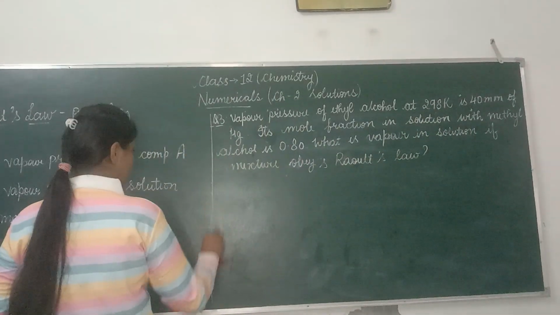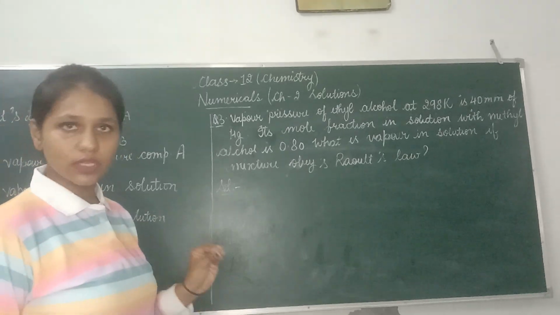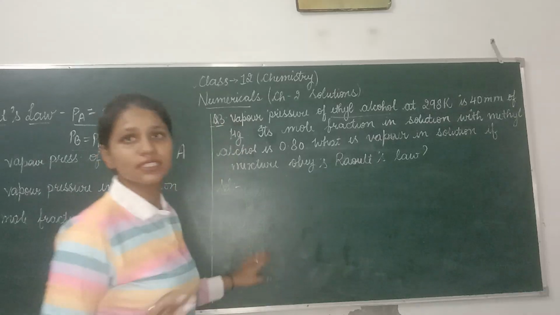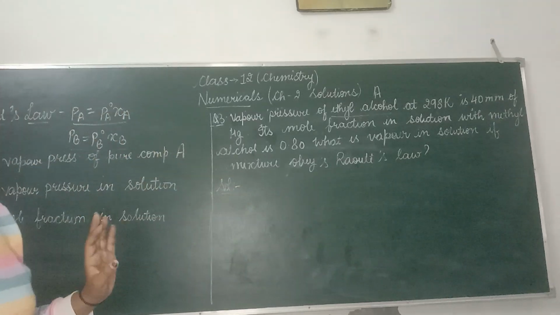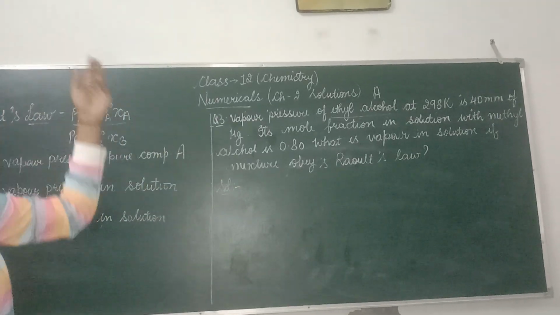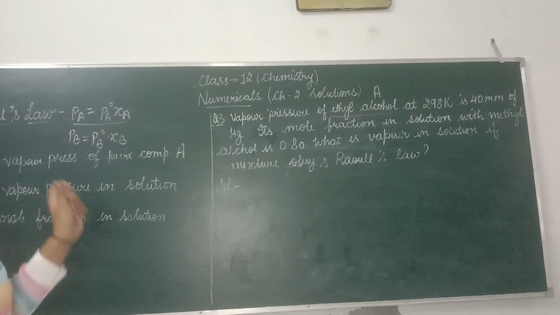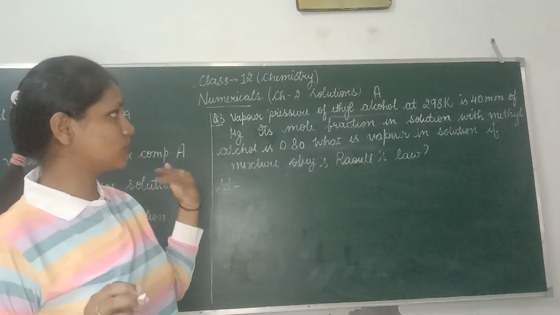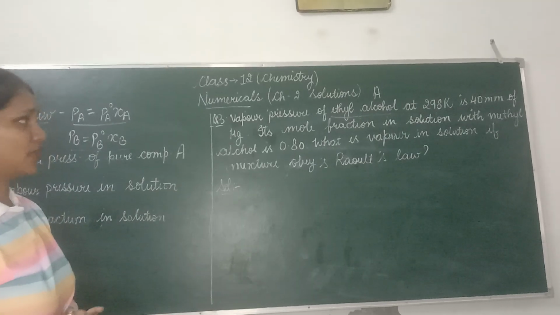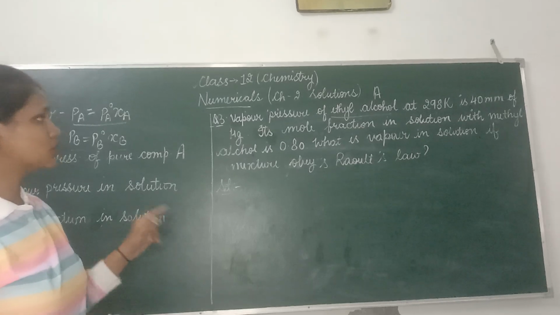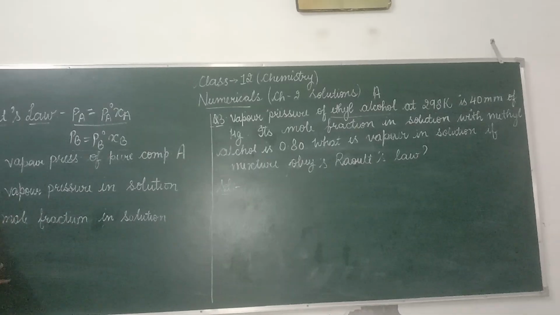So here I have written a numerical. The vapor pressure of ethyl alcohol, which is component A, at 298 Kelvin is 40 mm of mercury. So PA naught is given to be 40 mm of mercury and its mole fraction, that is XA, is given to be 0.80. What is the vapor pressure in the solution? We have to calculate PA.